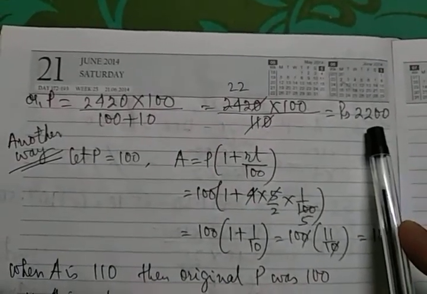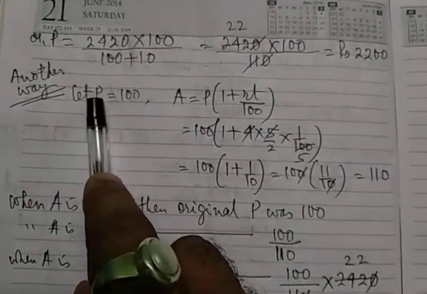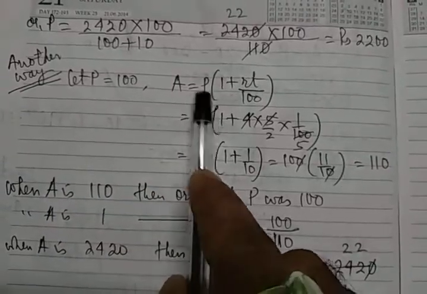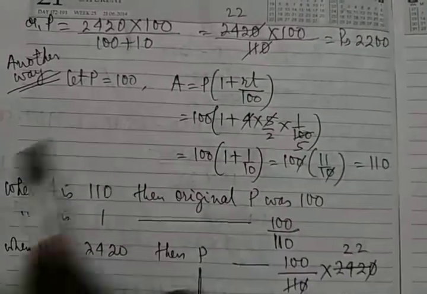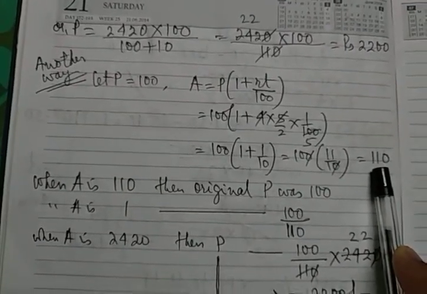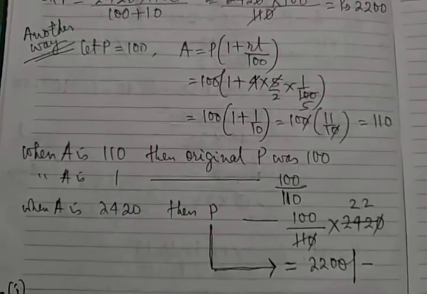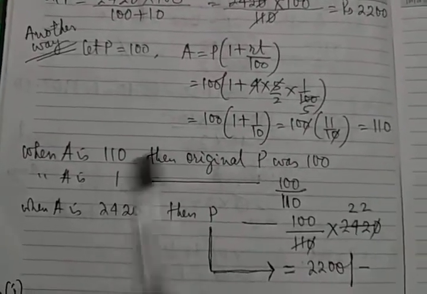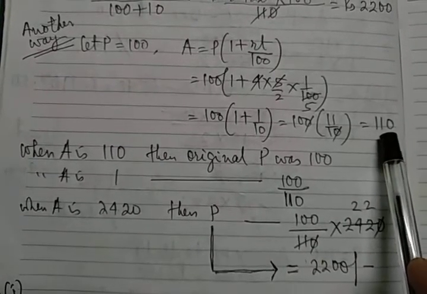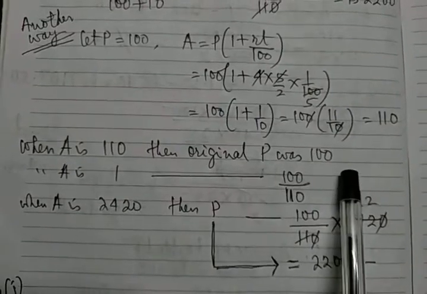Now this is one way, making use of the direct formula. Another way is, you start the principal P as 100, and you find out the amount using that same formula. Now the amount is coming 110. Then in the second part, you use the simple unitary method. Amount is 110. Then the original P was 100. When are we getting the amount 110? When we started with a P of 100.